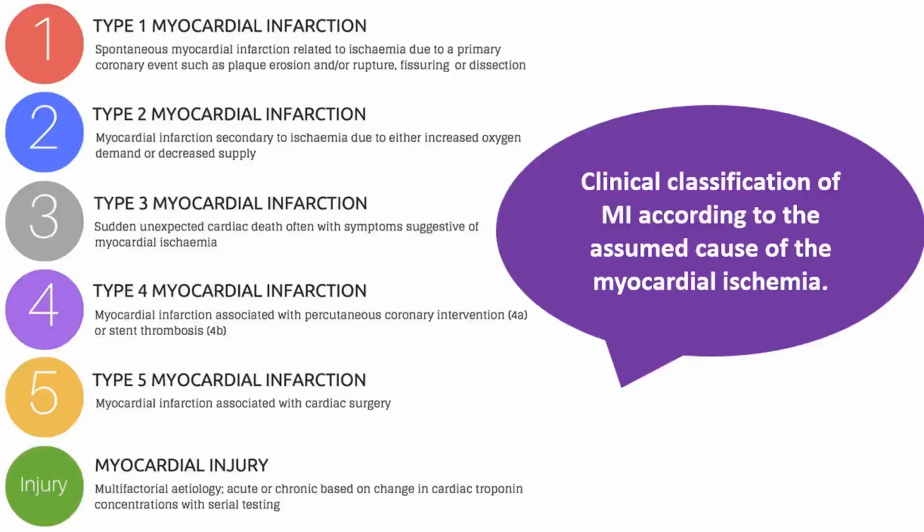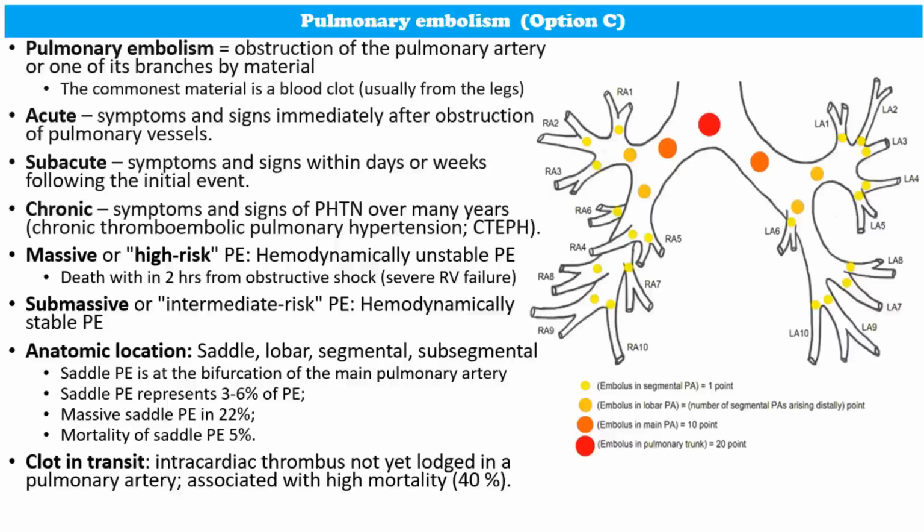Pulmonary embolus refers to obstruction of the pulmonary artery or one of its branches by material, such as thrombus, tumor, air, or fat, that originated elsewhere in the body. By far the most common cause of acute pulmonary embolism is embolization of a blood clot, often originating from the deep veins of the legs.